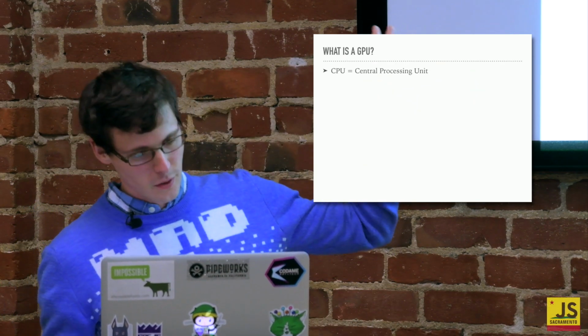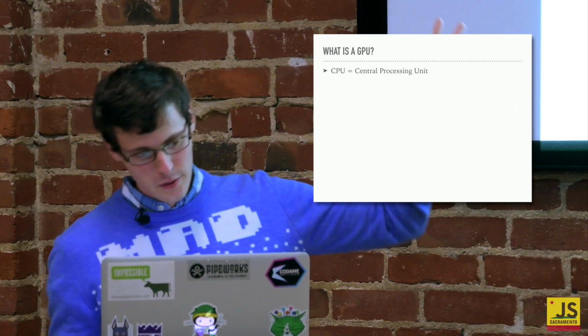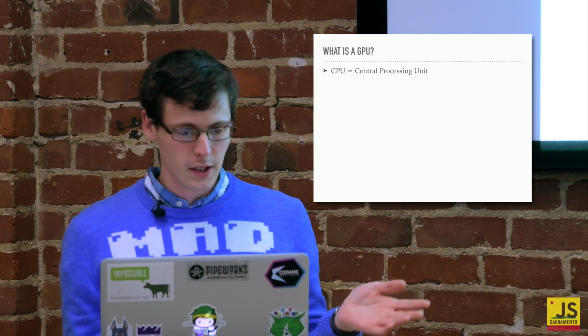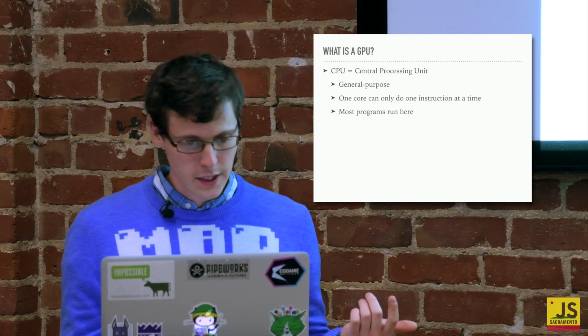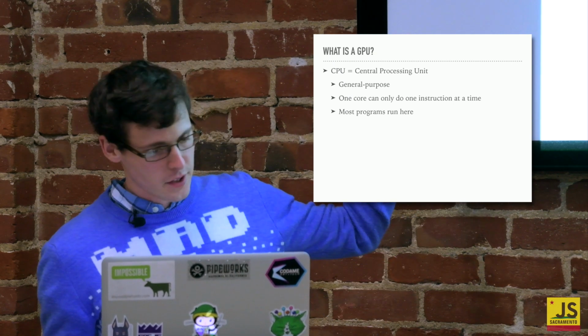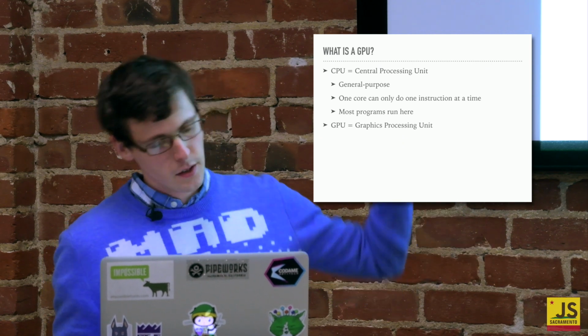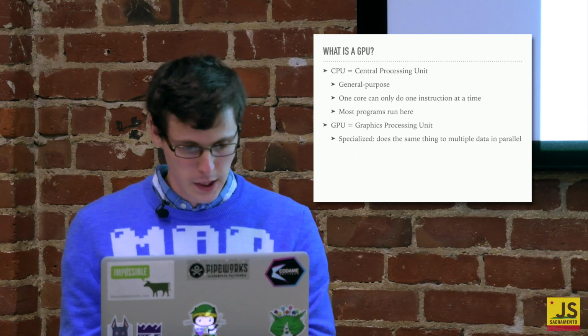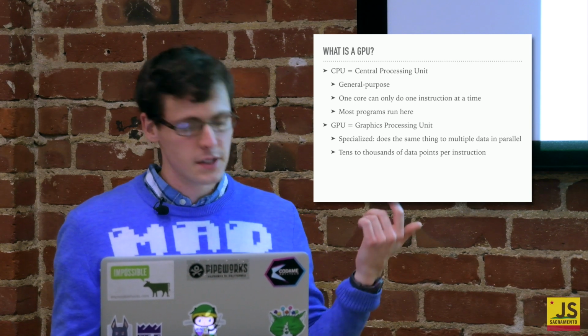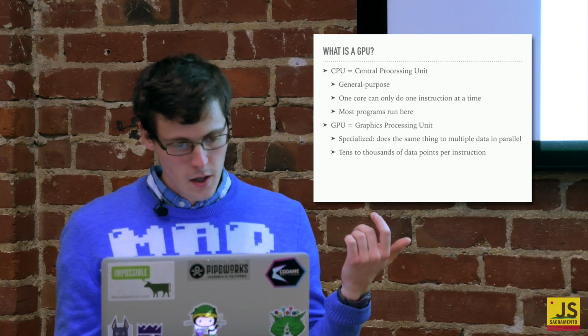First off, GPU. So the CPU, it's the central processing unit of any computer. It's general purpose. One core can only run one instruction at a time. Most programs, like your JS code or whatever, will run on the CPU. GPU is the graphics processing unit. It's specialized. It does the same thing to multiple data in parallel. It can run tens to thousands of data points per instruction.